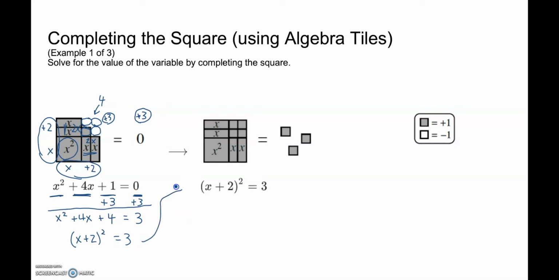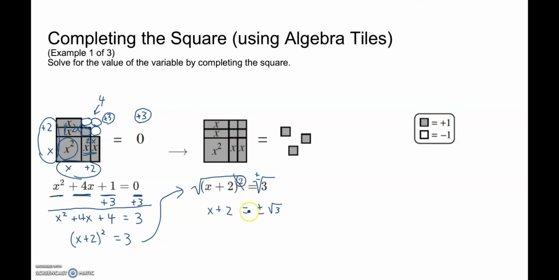Now, it's rewritten this way. What is our next step in solving this equation for x? That's right, we're going to have to square root both sides to get rid of this square term. So the square root and the square cancel out, leaving us with x plus 2 is equal to, this should be plus or minus the square root of 3. So we'll leave it just like that, plus or minus the square root of 3.